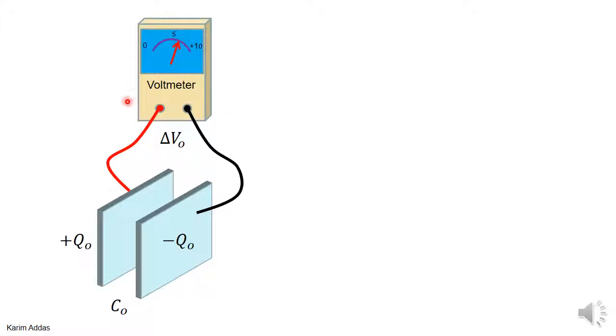So this is, for instance, a simple experiment you can do in the lab. You can take capacitor plates and put charge Q node and minus Q node on them. The capacitor will have a capacitance C node. Get a voltmeter and connect it across the plates. You'll read a measurement delta V node. Remember, an ideal voltmeter never takes any charge from the capacitor plates. So even though you have a connection here to the plate, the charge on the plate will never change.